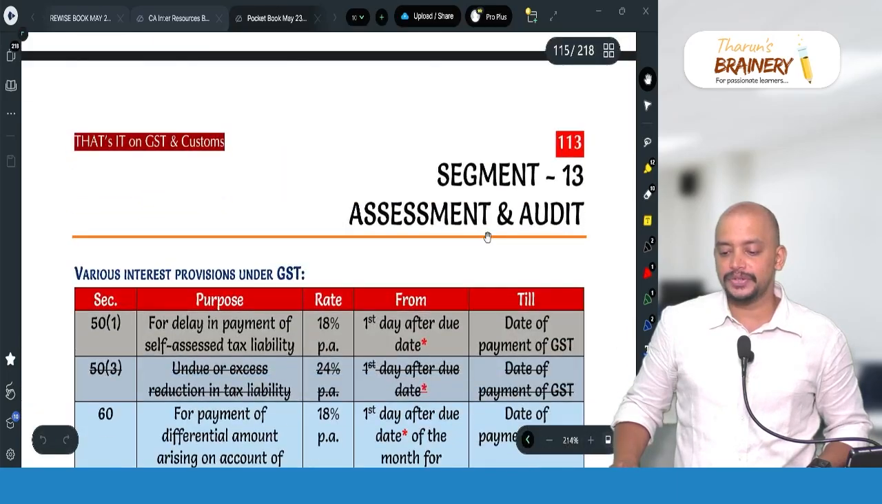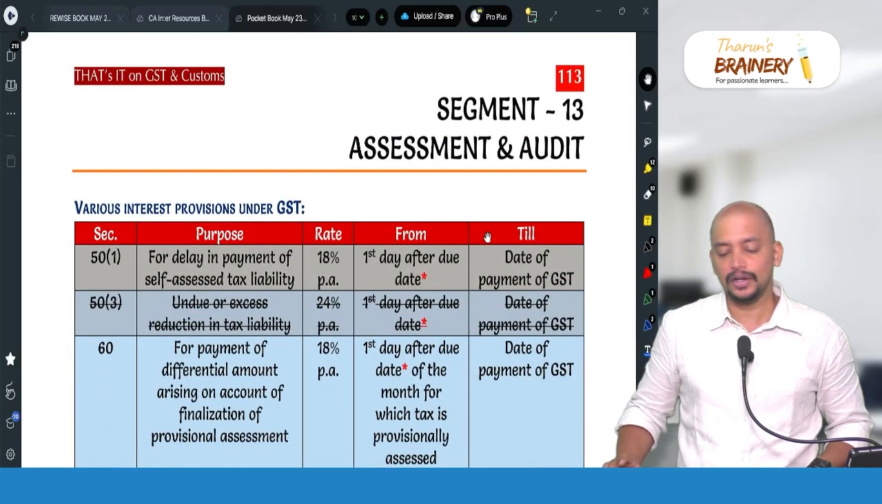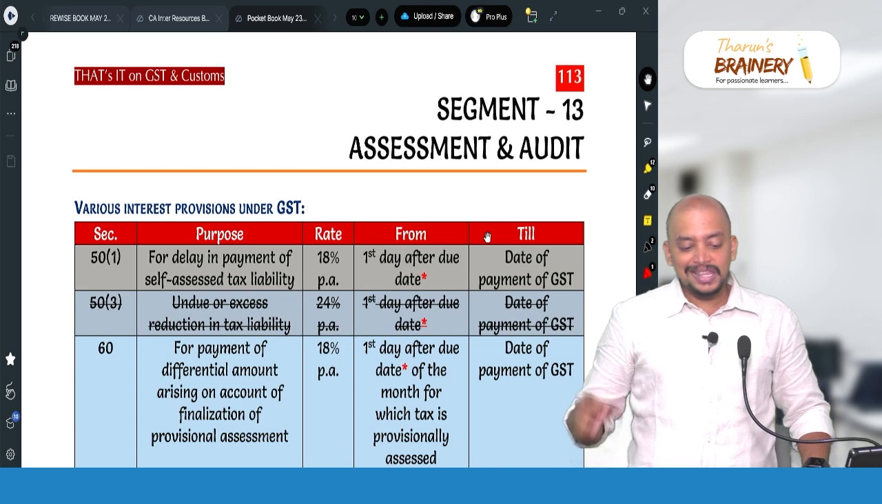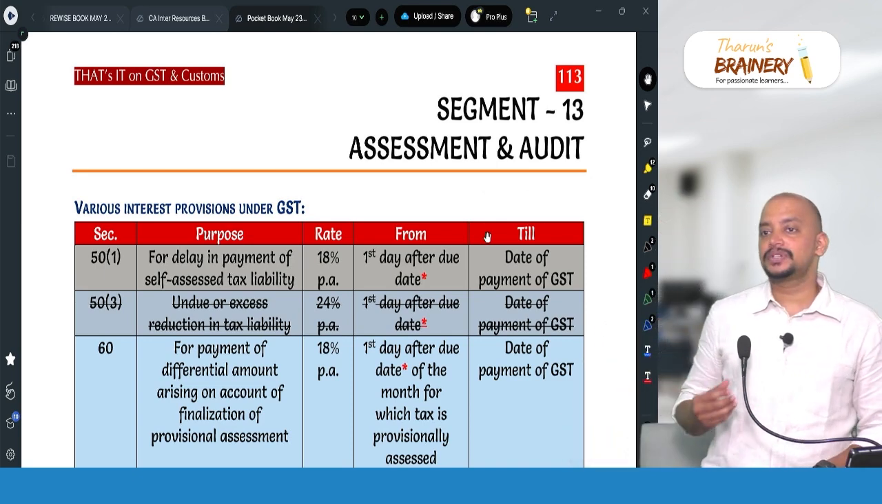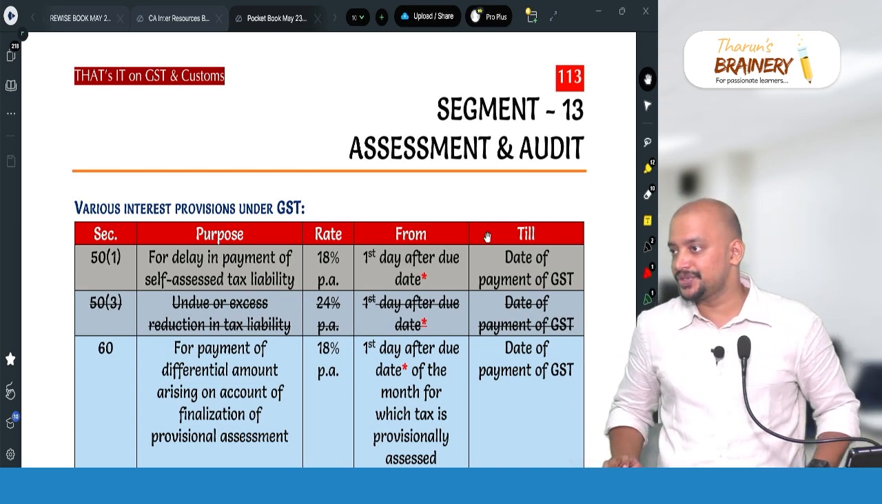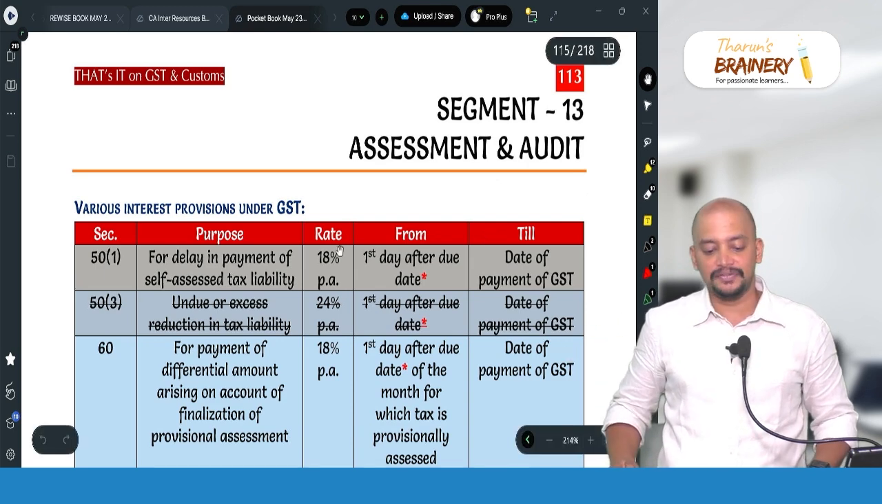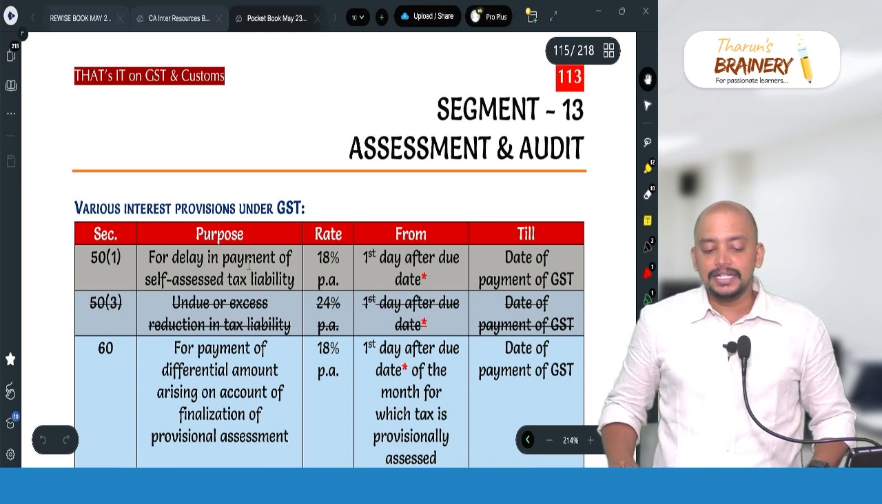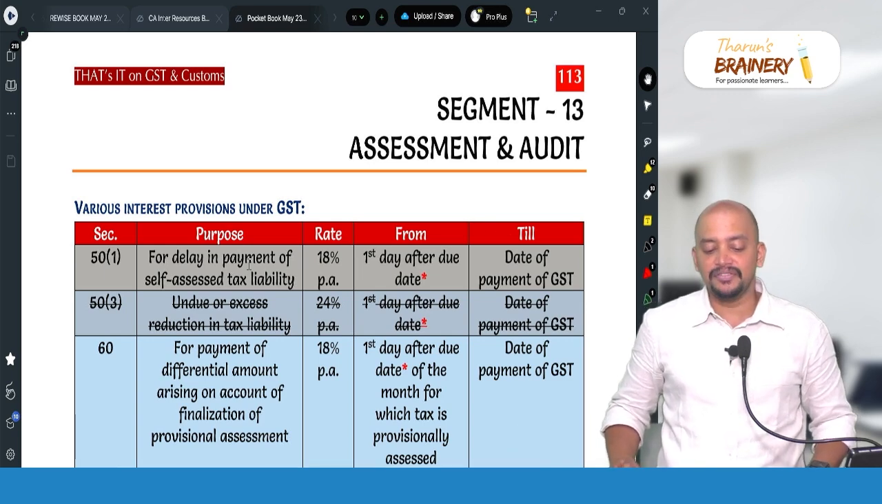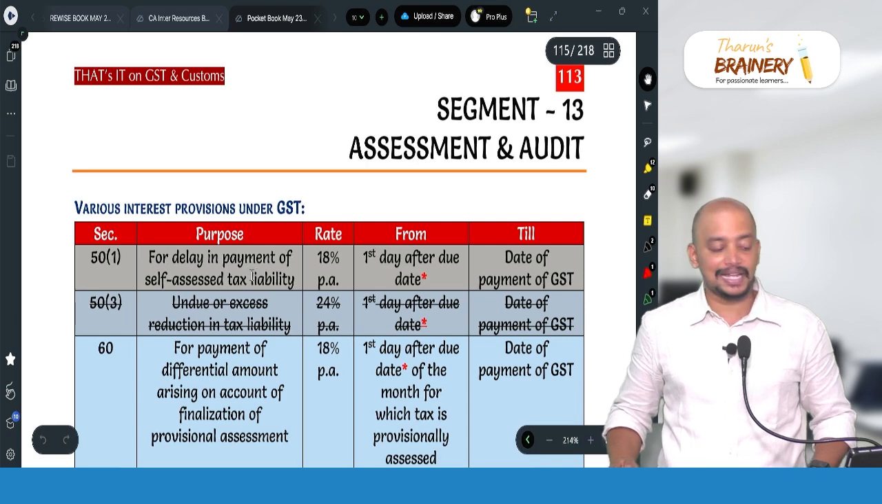Now we are moving on to segment 13, that is assessment and audit. In this, the first area is about various interest provisions under GST. This is a recap of whatever interest provisions we have come across in different places. Section 50, subsection 1, we have already seen, for delay in payment of self-assessed tax liability.